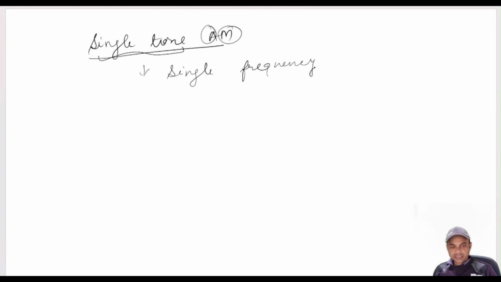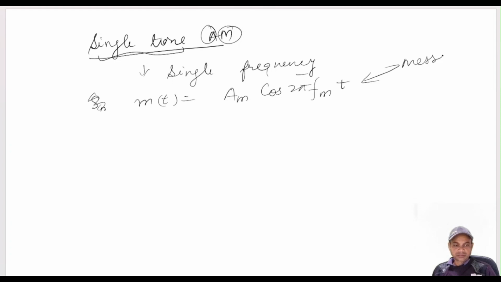Okay, single frequency, then we have to write first the message signal, maybe m(t) is equal to Am cos 2 pi fm t. This is our message signal. Since we have only a single frequency, it is called a single tone signal. Now, what will be the amplitude modulated signal, that is s(t).